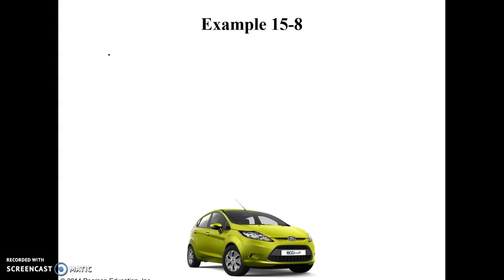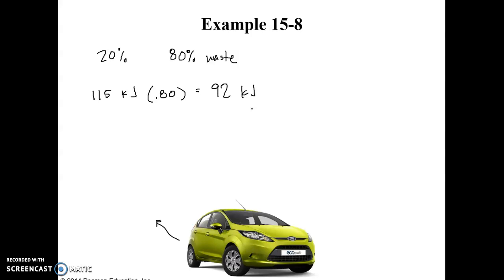So the second part of the question wants to know how much heat is coming out the tailpipe as waste heat. There are a couple different ways you could look at this. The simplest way is probably if we are operating at 20% efficiency, that means that 80% is waste. So if we need to put into this system 115 kilojoules, then 80% of that is equal to 92 kilojoules.